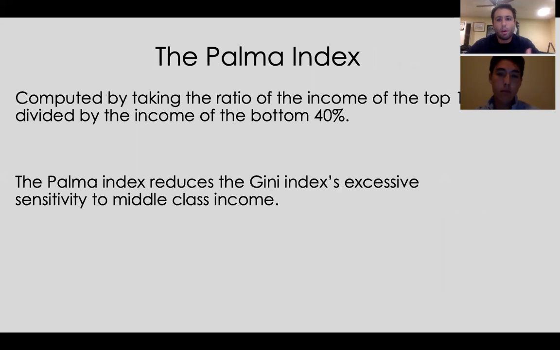So going on to the Palma Index, it's the simplest alternative to the Gini Index. And why do we use it? We use it to find the income distribution or inequality of a population under one economy. So how do we find it? It's computed by taking the ratio of the income of the top 10% divided by the income of the bottom 40%. The Palma Index reduces the Gini index's excessive sensitivity to middle class income.